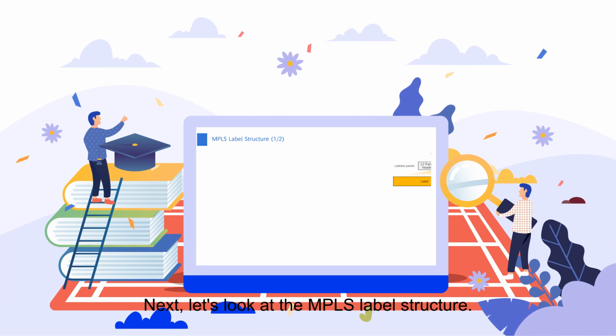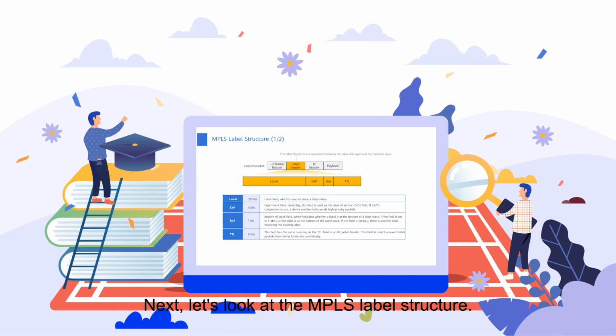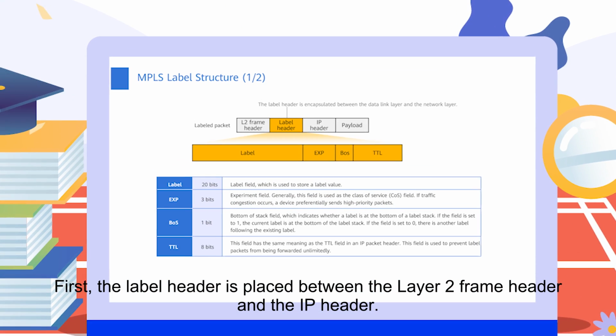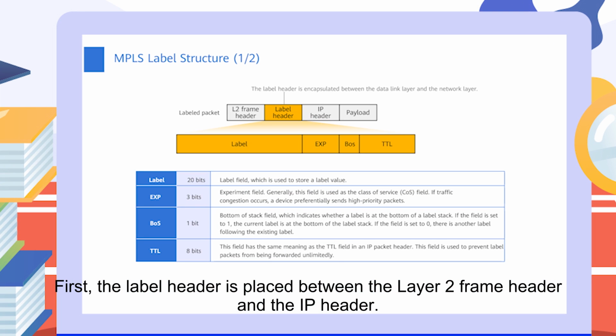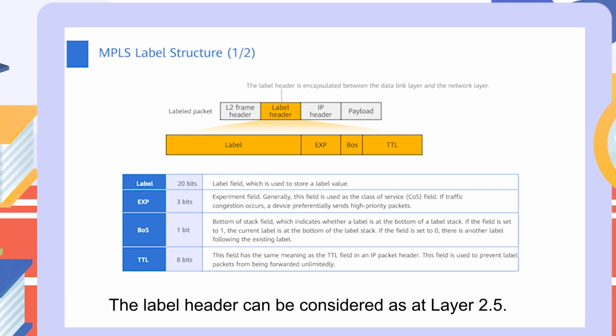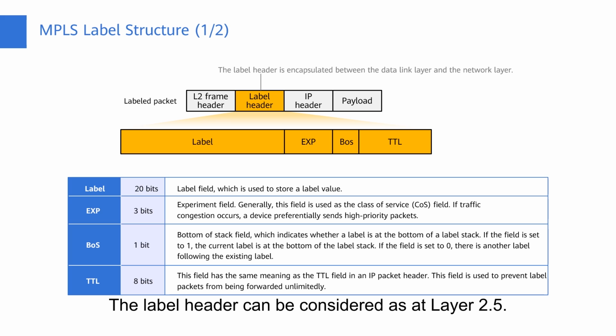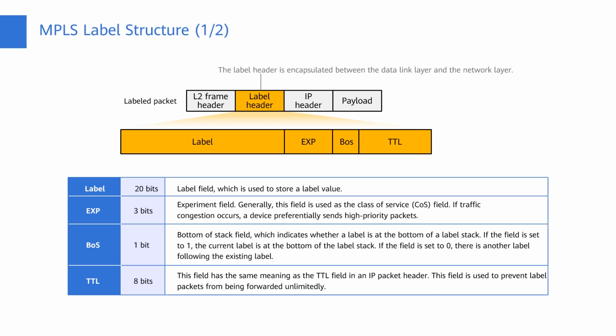Next, let's look at the MPLS label structure. First, the label header is placed between the layer 2 frame header and the IP header. The label header can be considered as at layer 2.5. A complete label header contains 4 fields.